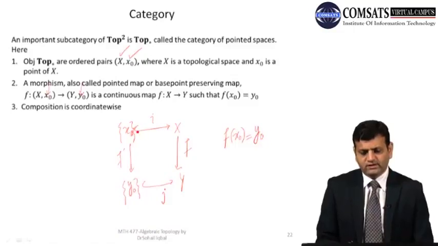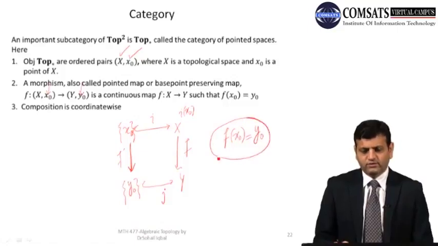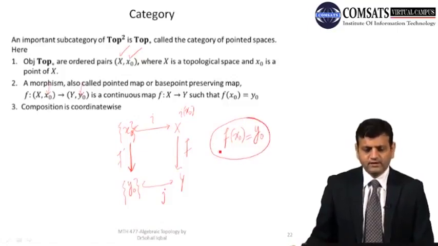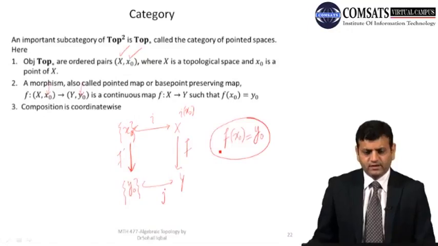This diagram says that if I start from x naught and take its image into X, so this is inclusion, then i of x naught is an element of X. Apply f on this, and I will get an element. Similarly, if I apply f' on x naught and then take its image under j into Y, then these two images should be the same. So we are just requiring that f of x naught is equal to y naught. This is an important subcategory of the category of pairs.